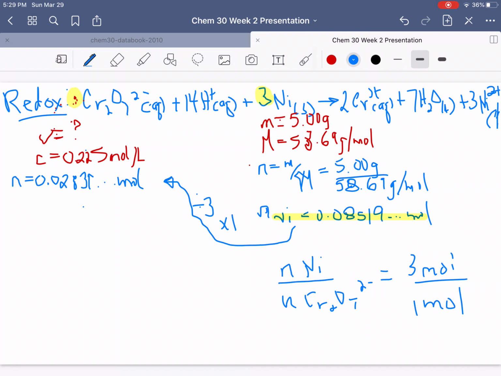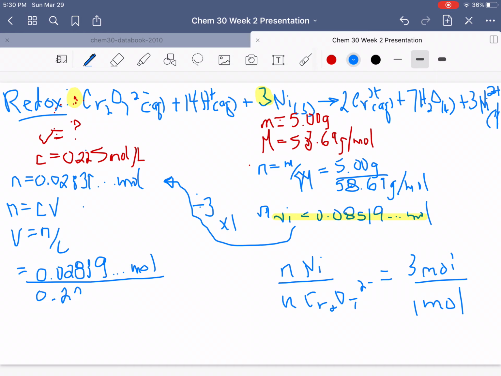Okay, let's jump back. Think back to formulas. If n is equal to C times V, then that means that V is going to be equal to n over C. We're getting really close to an end answer here. V equals 0.02839 moles divided by my concentration that I was given in the question, 0.225 moles per liter. Always pay attention to what units are doing, guys. Moles are canceling out, and we're left with liters. That makes sense.